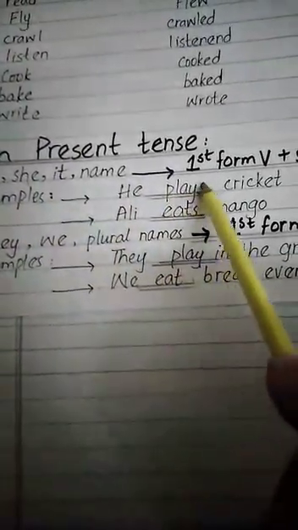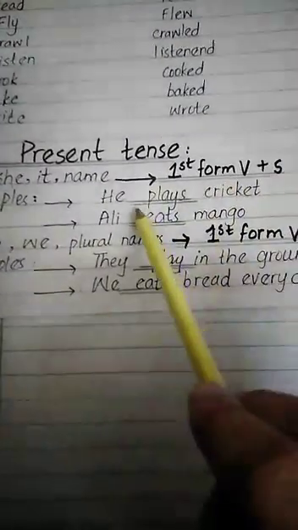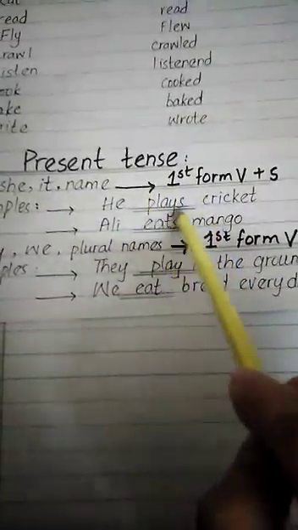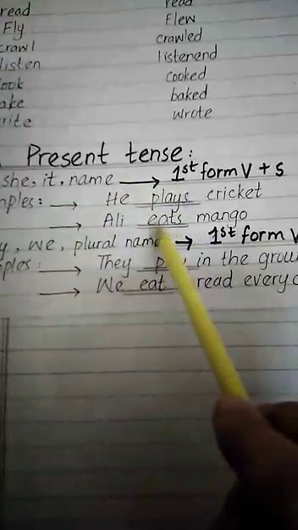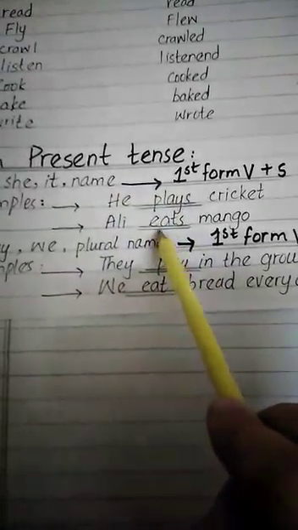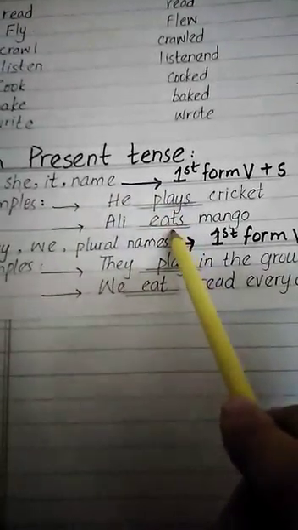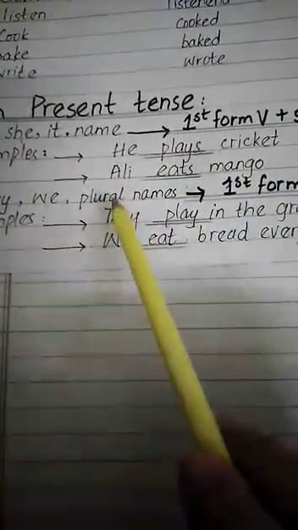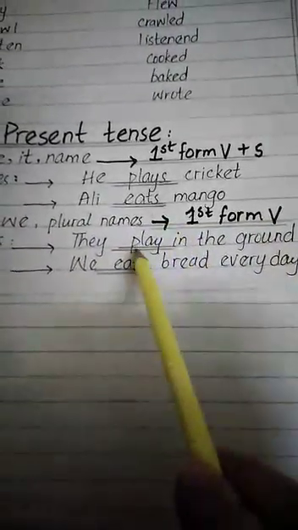You can see in the examples, he, she, it, name. He is included here. So with he we put s. He plays cricket. Whenever we are using first form of verb, this rule applies. Ali eats mango. Now Ali is a name and eats is a first form of verb and we have mentioned s here. Ali eats mango. But look here, I have used they at the start of sentence. So they play in the ground. There is no s with play because the start of sentence is they.